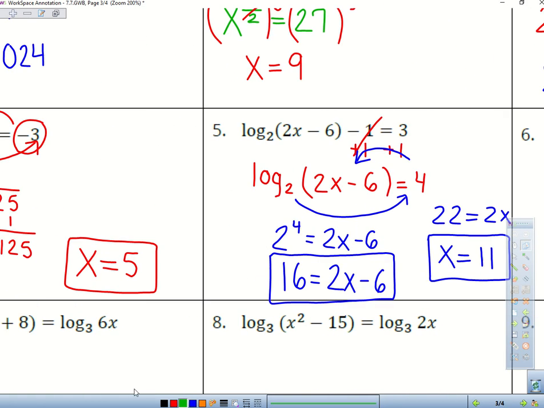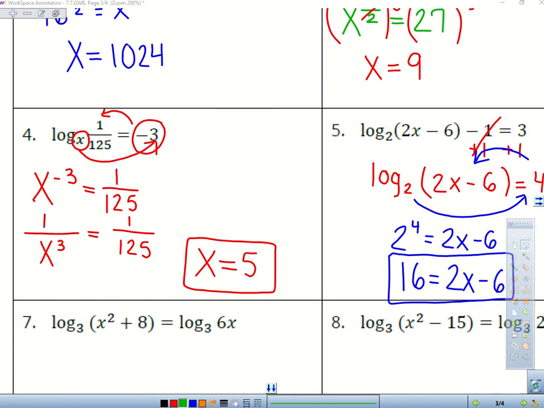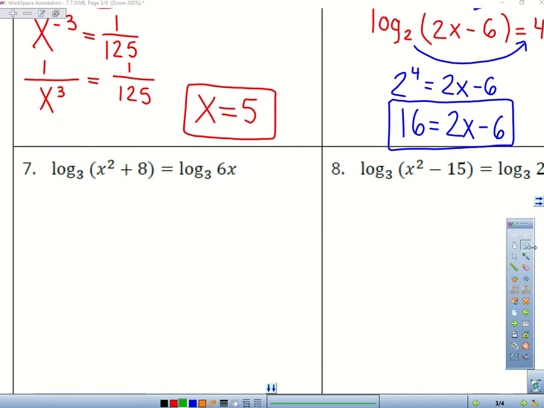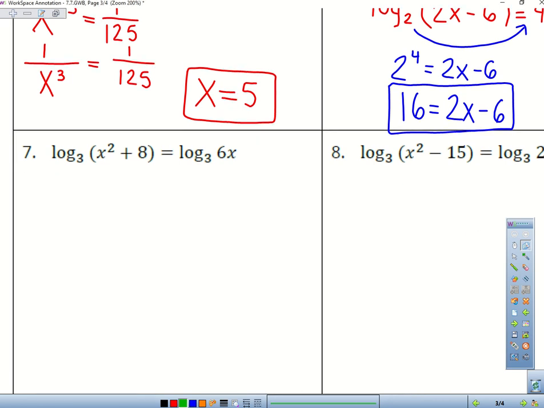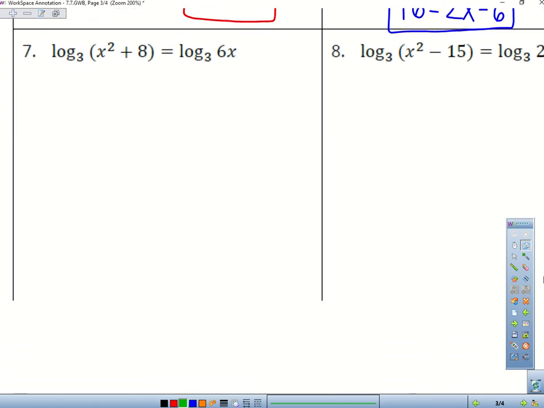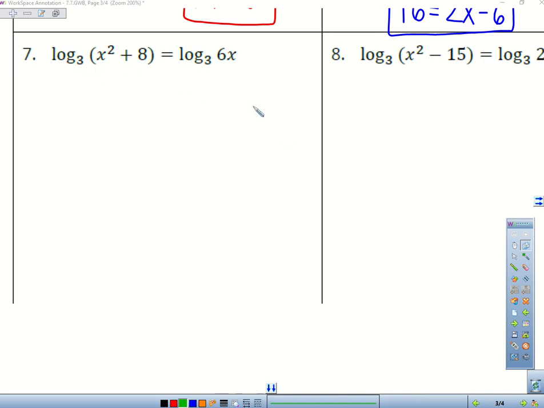All right. So here's like totally new stuff compared to what we were doing before. First thing you want to do here is check that the base of your logs is the same. What do you think here? Yes or no? Yes. So once you verify that, you can then just set what is inside the logs equal to each other. Like that.